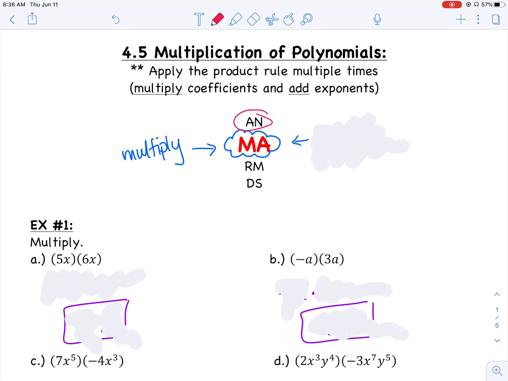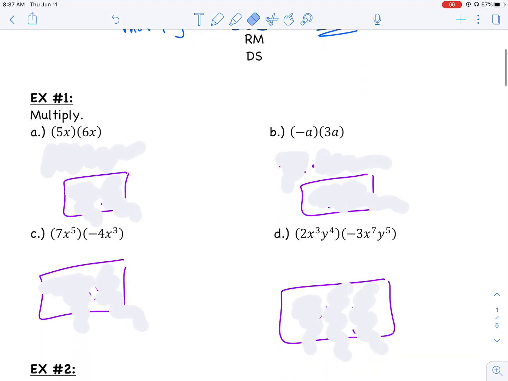And so when we multiply polynomials, we're going to multiply coefficients together, remember the numbers in the front. But then when we have bases that have exponents, when we multiply, remember the rule is that we really add their exponents. So let's do a few examples in this video.